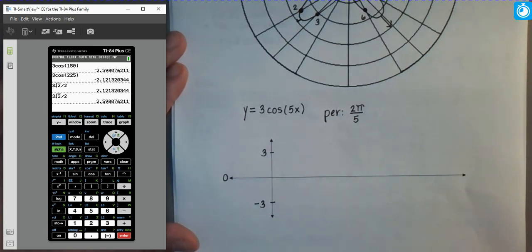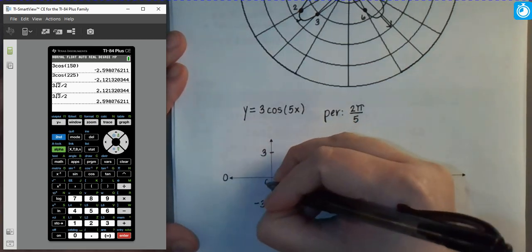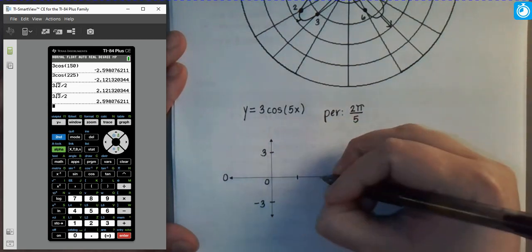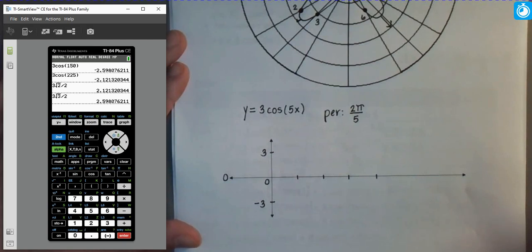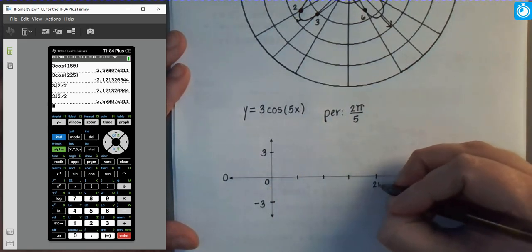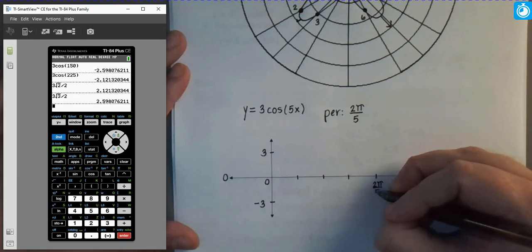So if we were to start labeling based on that, remember we divide our graph into 1, 2, 3, 4 equally sized intervals. And again, we're starting at 0. We haven't shifted left or right, so we're starting at 0, and then rather than ending at 2 pi, we're ending at 2 pi over 5.